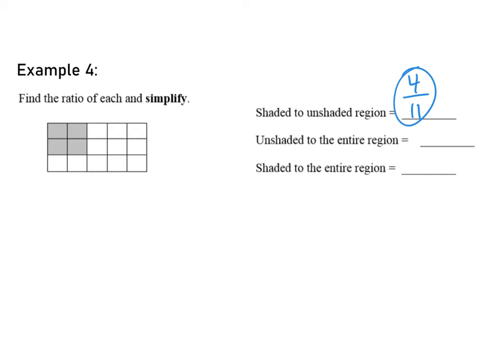Okay. Unshaded to the entire region. So unshaded we said is 11. The entire region would be the 11 plus 4, which would be 15. Same thing, 11 and 15, nothing in common, so that one's done. We can't simplify. Shaded to the entire region would be 4 over 15. We can't simplify that either. 4 is divisible by 2, 1 and 4. 15 is only 1. Dividing by 1 isn't going to change anything. So that one was pretty straightforward. No real simplifying there.